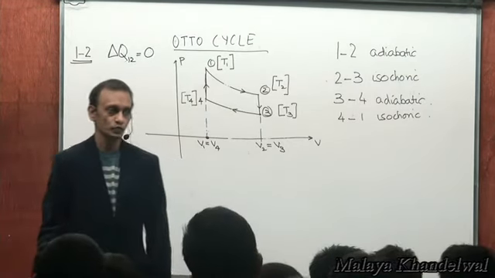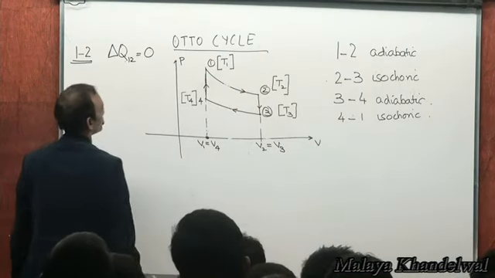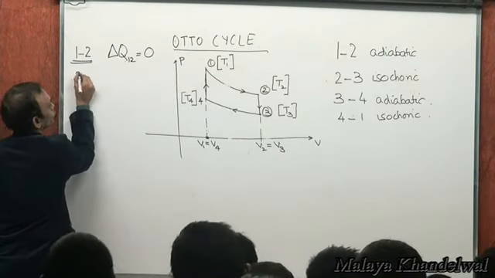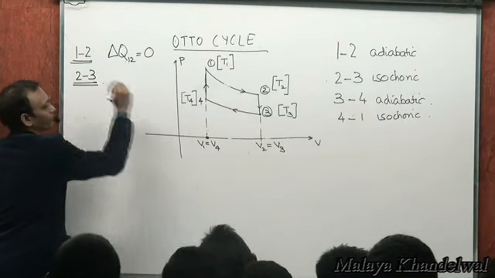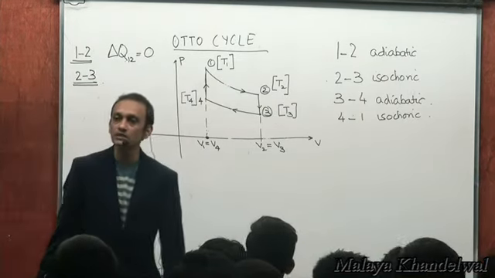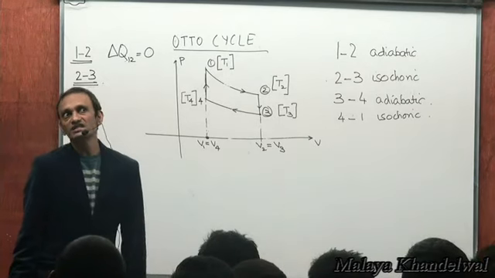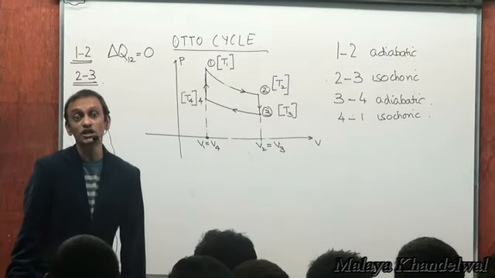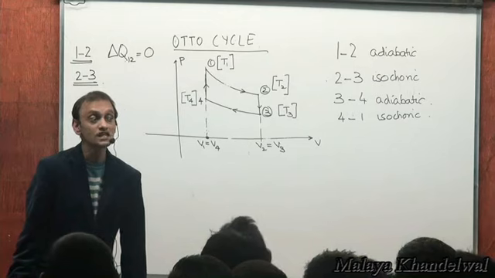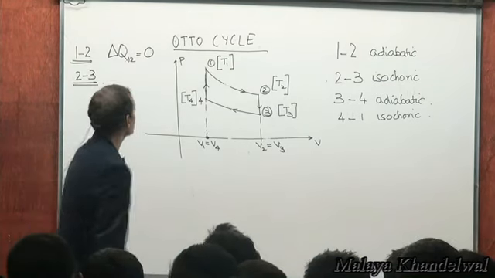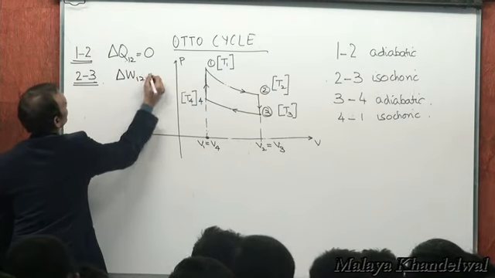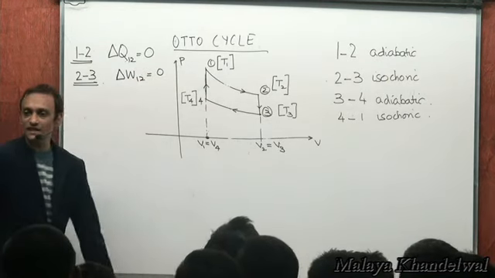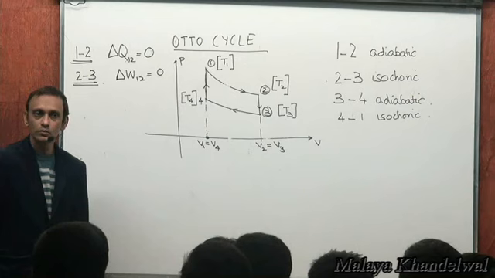Yes or no? Yes. Right? 2, 3. Constant volume process. Heat supplied is change in internal energy, isn't it? Because in an isochoric process, work done is 0. Work done is 0 in an isochoric process, right?